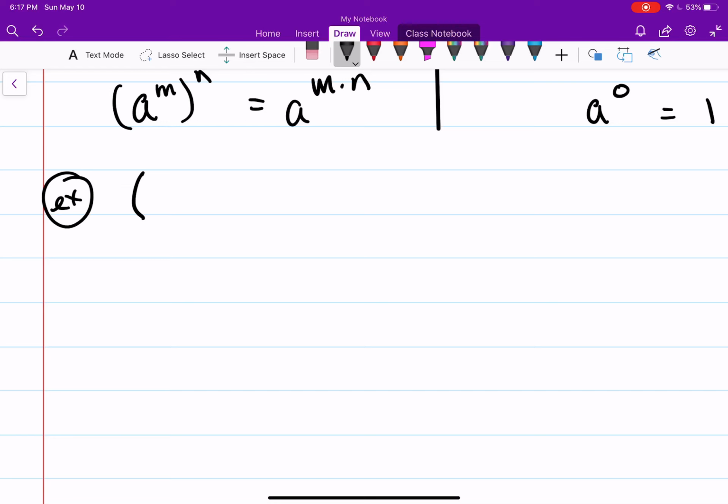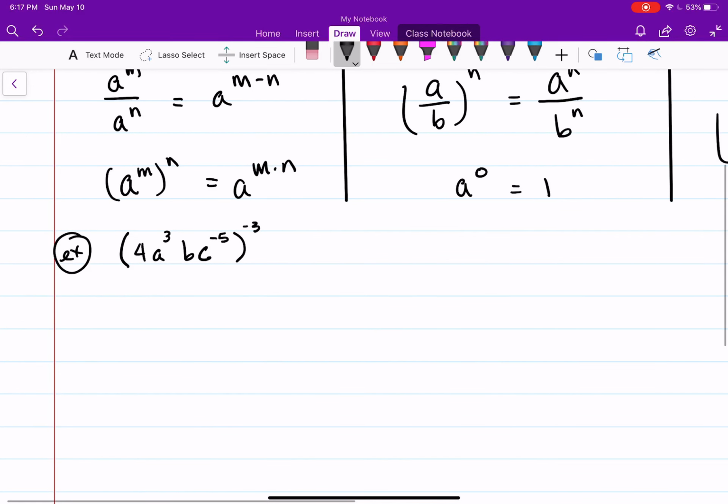So let's say for this first example, it is 4a to the third, bc to the negative fifth, all raised to the negative third power. Okay, so what am I going to do? Now, this looks like a difficult problem, but it really isn't. So we're going to do basically 3 steps. Step 1, we're going to distribute the power. Step 2, we're going to move them based on their negative powers. And then 3, we're going to simplify them and then finish it.